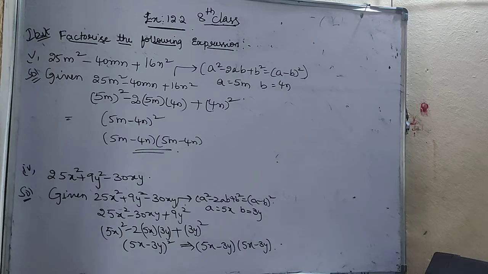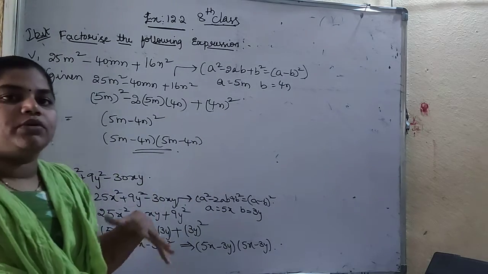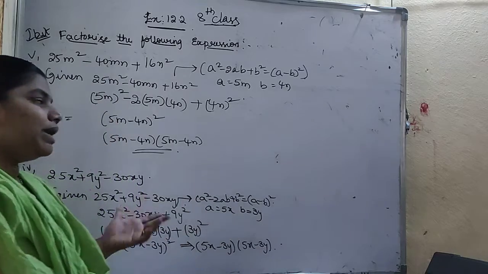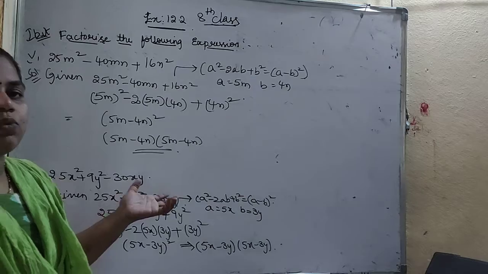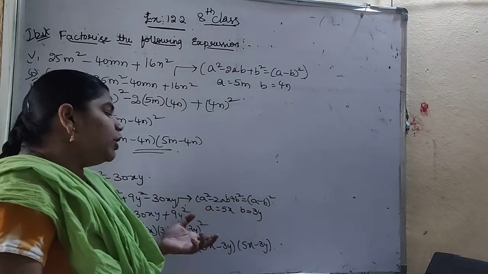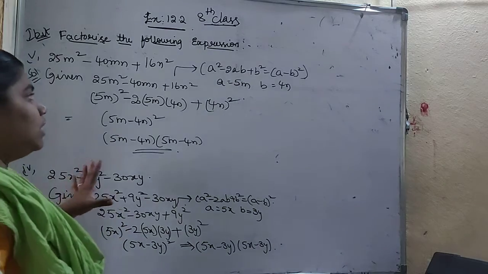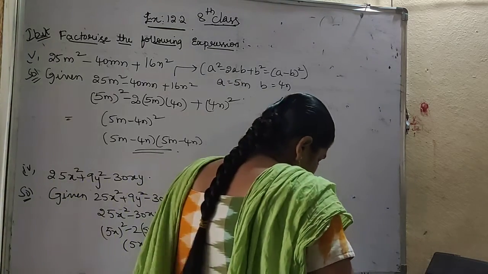Everywhere, if you see 3 terms in a question which are in the form of squares, we have to apply the identities. It can be a square minus 2ab plus b square, or it can be a square plus 2ab plus b square. These 2 identities we are going to apply. So next is the 6th one.